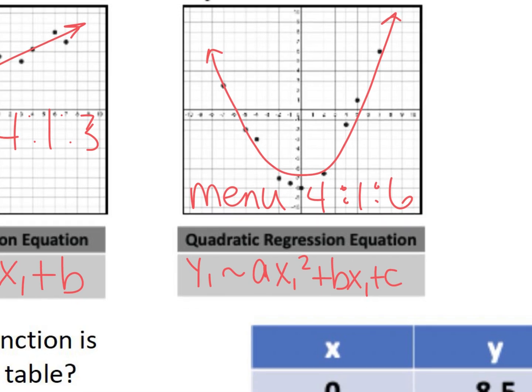So today, you'll have your yellow calculator if you want to do it that way. I'm also going to show you in Desmos because you always have your computer at home for Desmos.